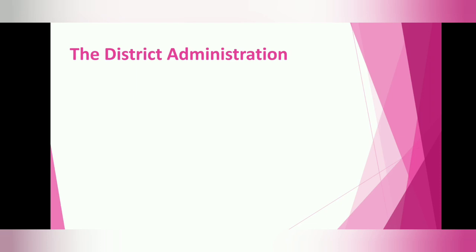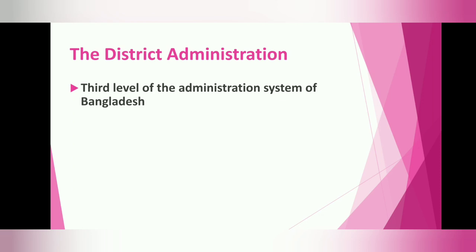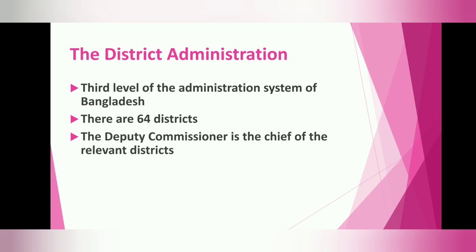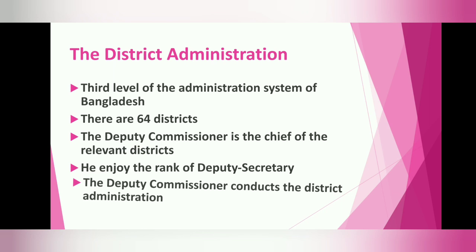Now, my dear student, look, the district administration. It is a third level administrative system of Bangladesh. There are 64 districts. In each and every district, there is a deputy commissioner. He is the chief of the relevant district. This deputy commissioner enjoys the equivalent rank of deputy secretary. The deputy commissioner conducts the district administration.